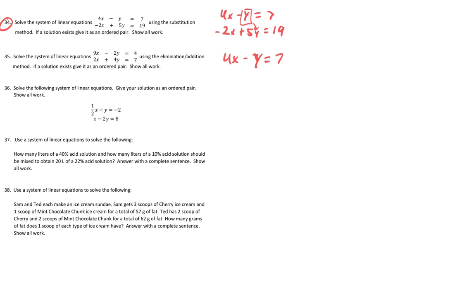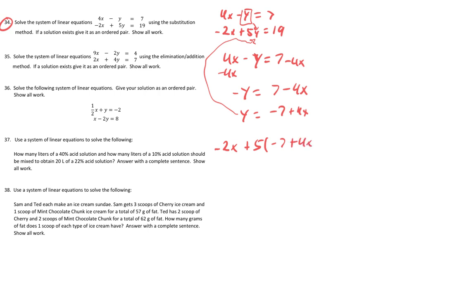It's equal to 7. Subtract 4x from both sides. Divide by negative 1. Okay, now that I have that, plug it into here, so it'll be negative 2x plus 5 times negative 7 plus 4x equals 19. And now I'll solve for x.